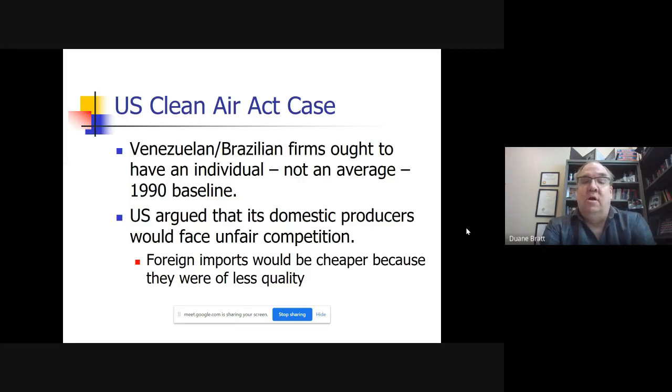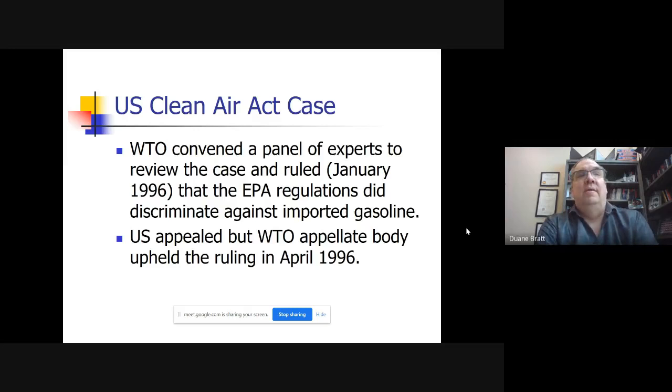The Americans argued that its domestic producers would face unfair competition because foreign imports were of a cheaper quality, and as a result, the price would be cheaper. The WTO convened a panel of experts to review the case and ruled that the EPA did discriminate against imported gasoline. The United States appealed this ruling, but the appellate body upheld it a couple months later.